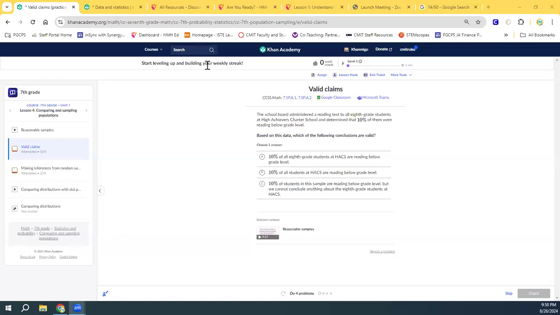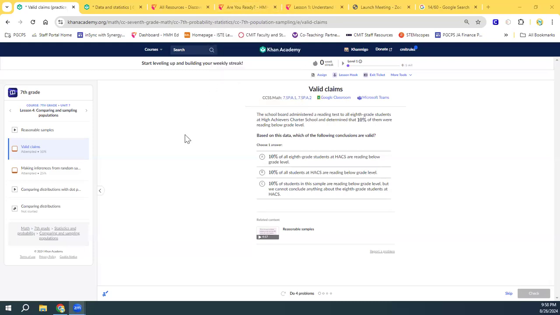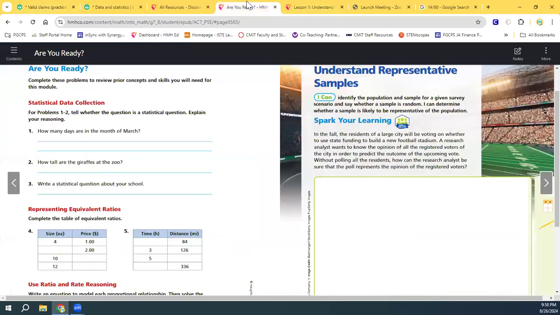Okay, accelerated two. Here we go. We are going to look at our first lesson, and it is the lesson Understand Representative Samples.